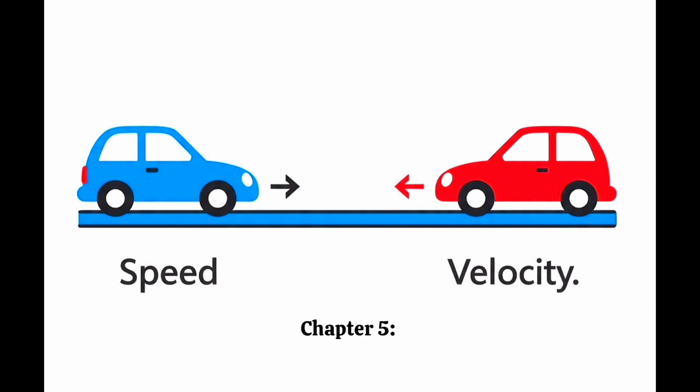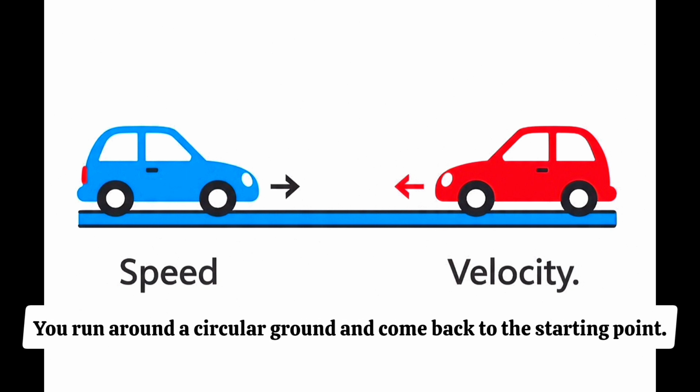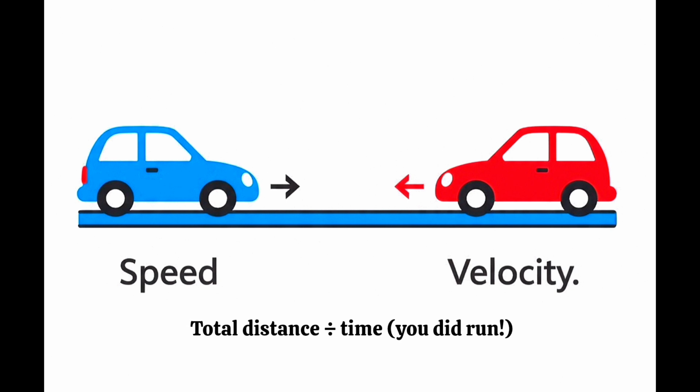Chapter 5. Real life examples. Example 1. Round track running. You run around a circular ground and come back to the starting point. Speed: total distance divided by the time you ran. Velocity: 0, no net change in position.